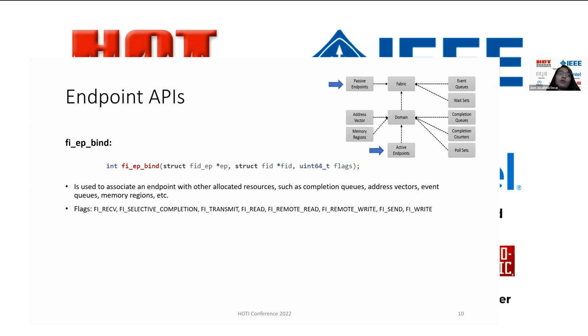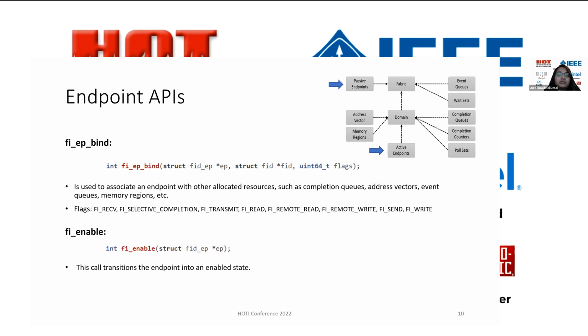Now, before an endpoint can be used for data transfers, it must be associated or bound with other resources. And the type of objects that must be bound with an endpoint depends on the endpoint type and its configuration. Resource bindings must be done prior to enabling an endpoint. Endpoints can be bound to resources along with flags, and these are some of the flags that can be set. For example, the FI send and FI receive flags can be set while binding a completion queue to an endpoint to track any sends and receives that come in or out of that endpoint.